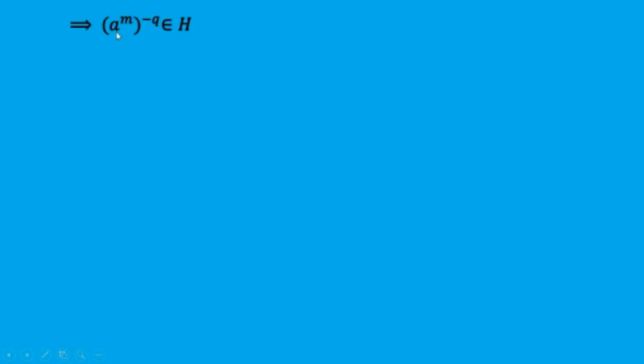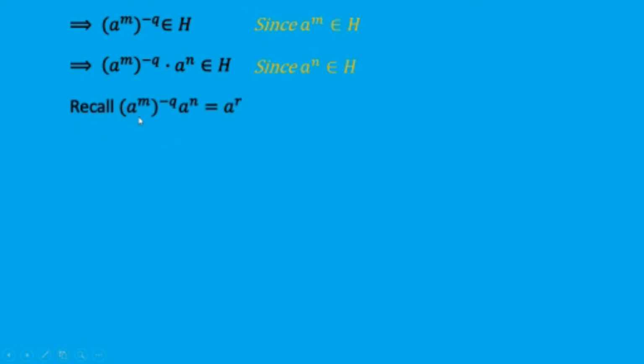And remember from the previous slides, A to the M is an element of H, meaning any power of this element is also an element of H. And also, A to the N is an element of H, meaning the whole product here is also an element of H. And also remember that A to the M to the minus Q times A to the N is equal to A to the R, meaning if this whole thing is an element of H, then A to the R is also an element of H. And by the choice of M, we obtain that R is equal to 0.